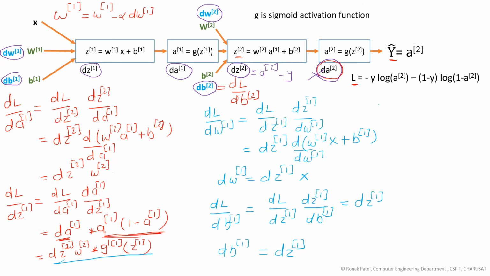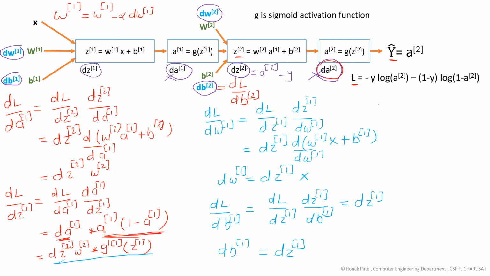Right? Similar way, this dl upon da1, we can omit this term as well. Why? Because we can directly find out dz1 with the help of dz2, w2 and the derivative of that activation function. Right? So we don't require this da1. So you can directly calculate this.